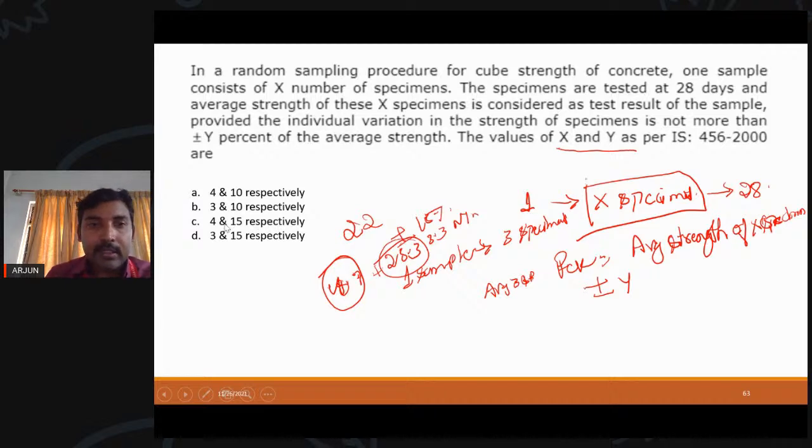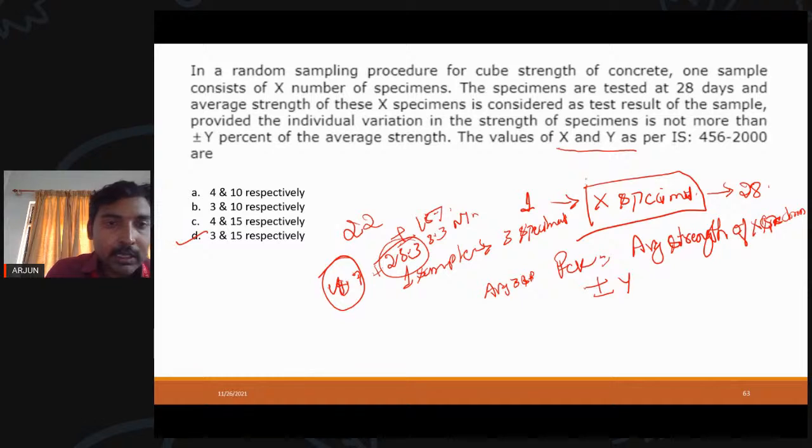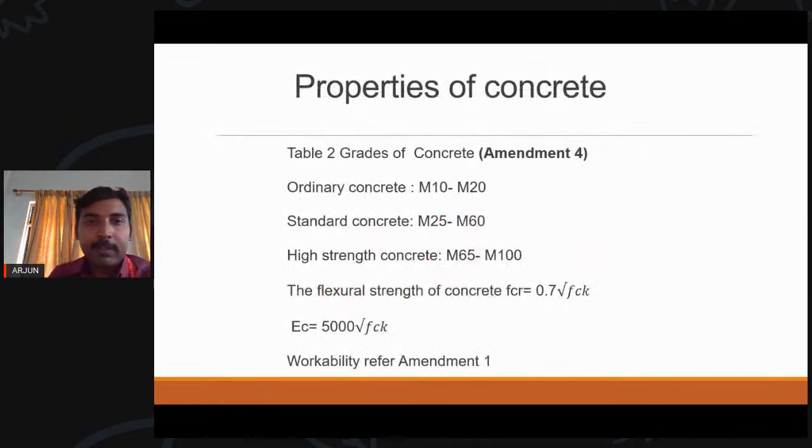So the correct answer is 3 and 15, that is option D. They are asking what is X and Y. So in order to find out the compressive strength, we have to test a minimum of 3 samples, and the variation allowed is around 15%. So the answer is option D, 3 and 15.